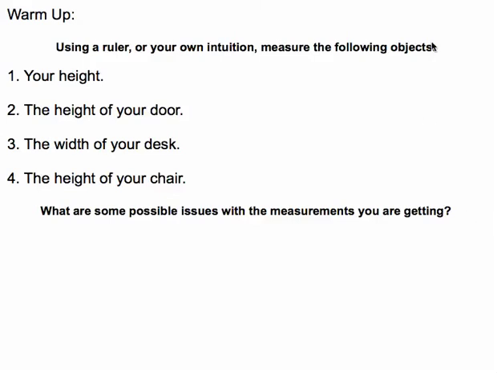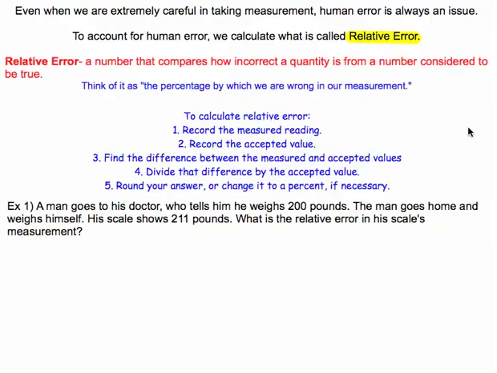Now when this happens, to account for this human error, we calculate what is called relative error. That term, relative error, means a number that compares how incorrect a quantity is from a number that's considered to be true. The way I want you to think of it is, how far off are you from the actual measurement? By what percent are you off? And that's what you're going to be able to calculate after this.